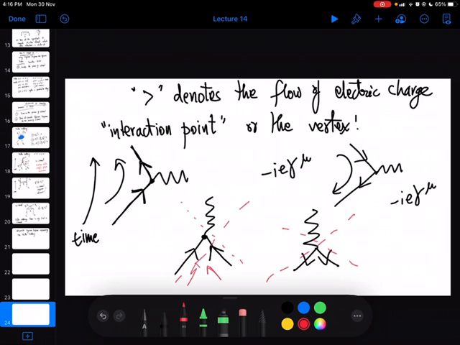So this is one direction of electric charge, this is one direction of electric charge, it doesn't work. So the electric charge should always be a continuous line. In any Feynman diagram, the electric charge should always be a continuous line so that it shows that it is conserved. So both these diagrams are not allowed, and not allowed by what? By the Lagrangian.